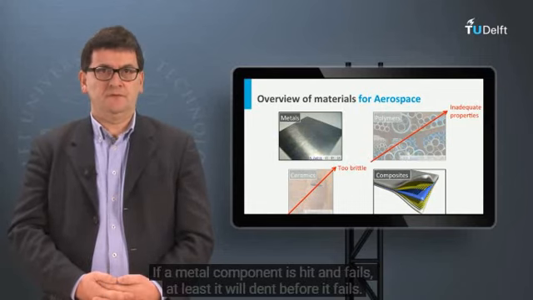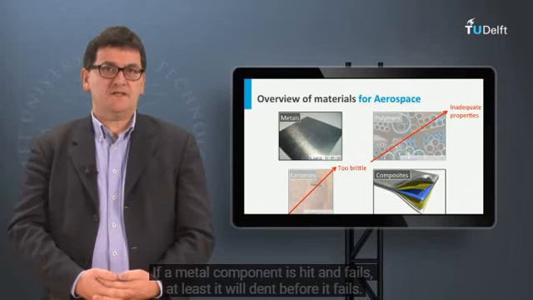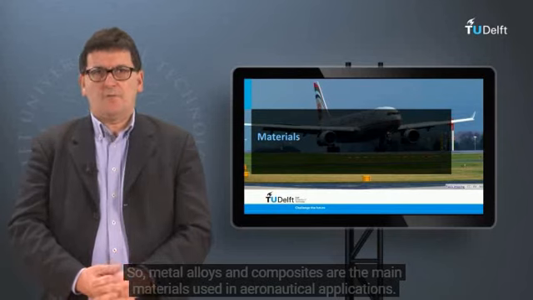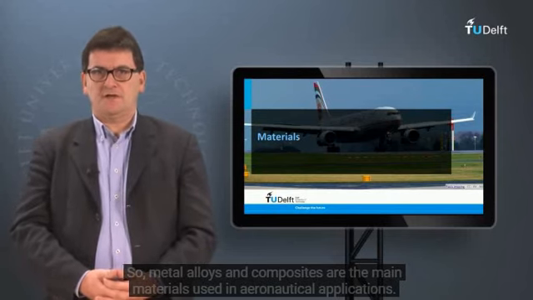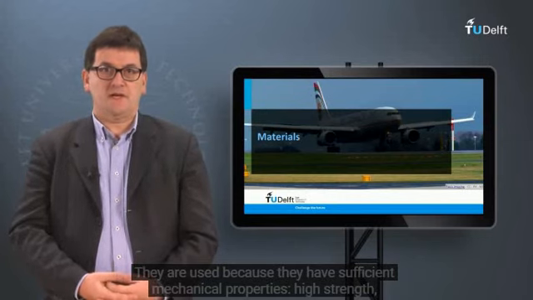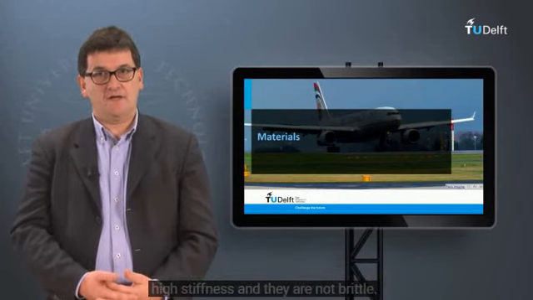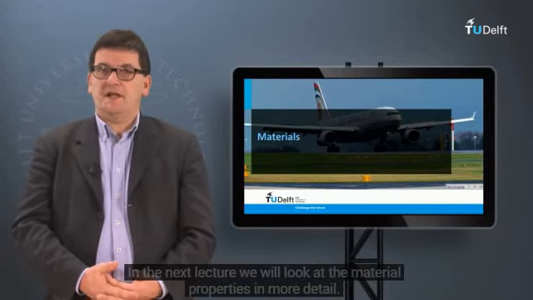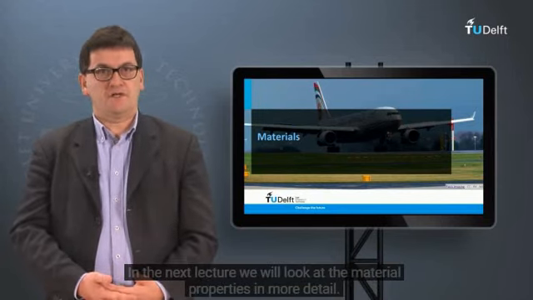It is brittle. If a metal component is hit and fails, at least it will dent before it fails. So metal alloys and composites are the main materials used in aeronautical applications. They are used because they have sufficient mechanical properties, high strength, high stiffness, and they are not brittle. In the next lecture, we will look at the material properties in more detail.